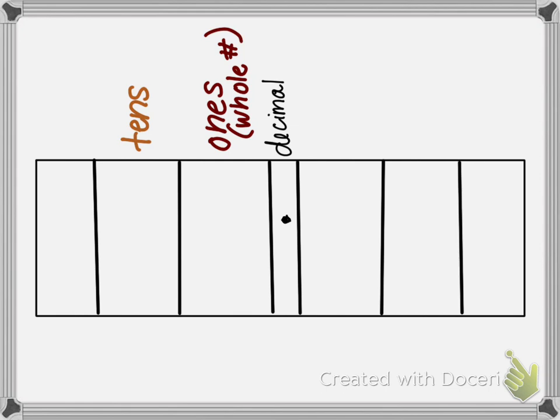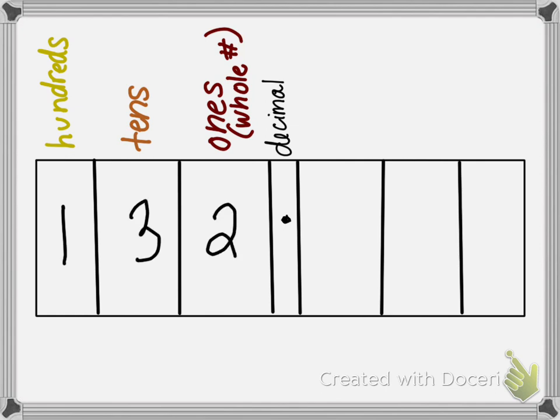And then to the left of the ones is the tens place. So the nearest tens, you would round to the second place to the left of the decimal. And then the hundreds place is the third place to the left. So if we put in a make-believe number, okay, the 1 would be in the hundreds place, the 3 is in the tens place, and the 2 is in the ones place. That would be our nearest whole number.